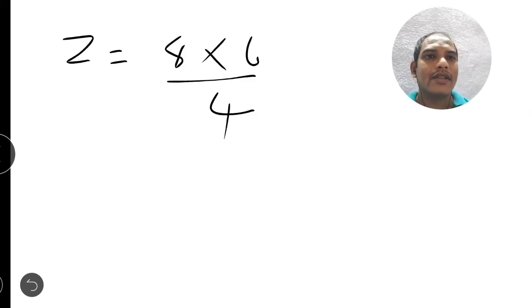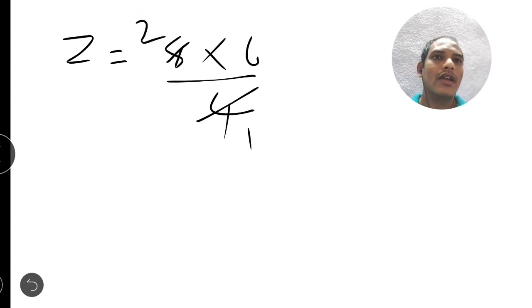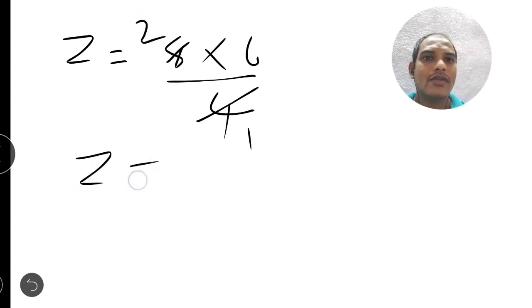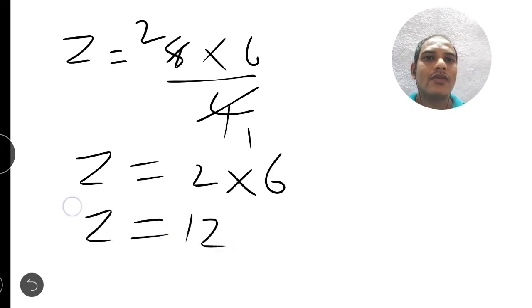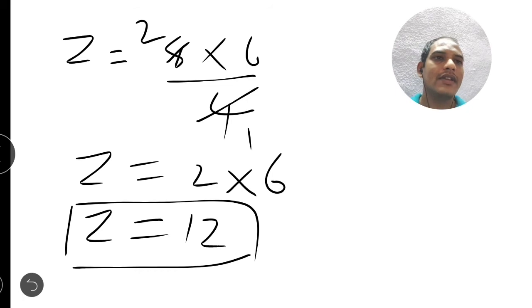So any cancellation here, 4 1s are 4, 4 2s are 8. Then z equals to 2 into 6 and denominator is 1, so no need to write. Then z equals to 2 6s are 12. So the required answer is 12.